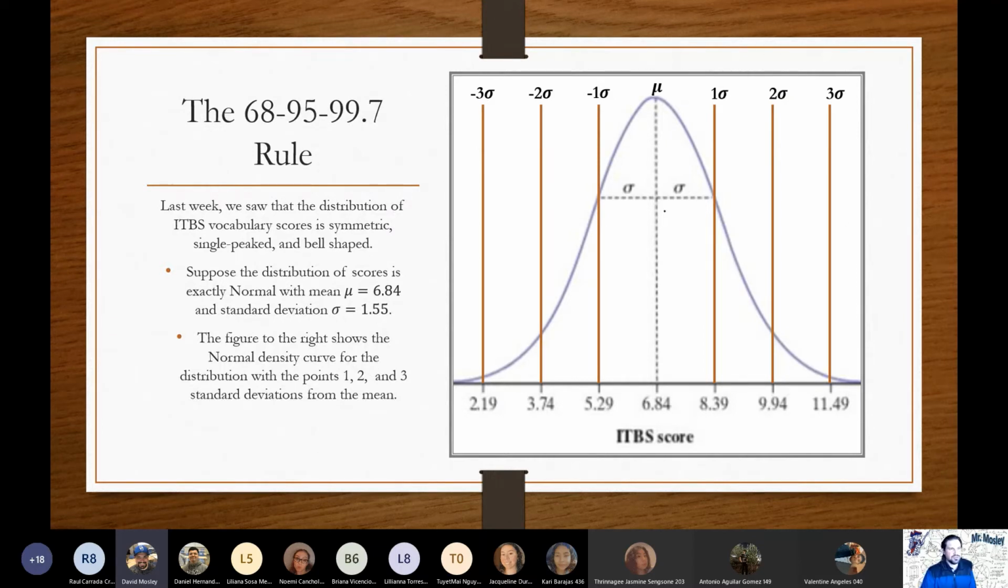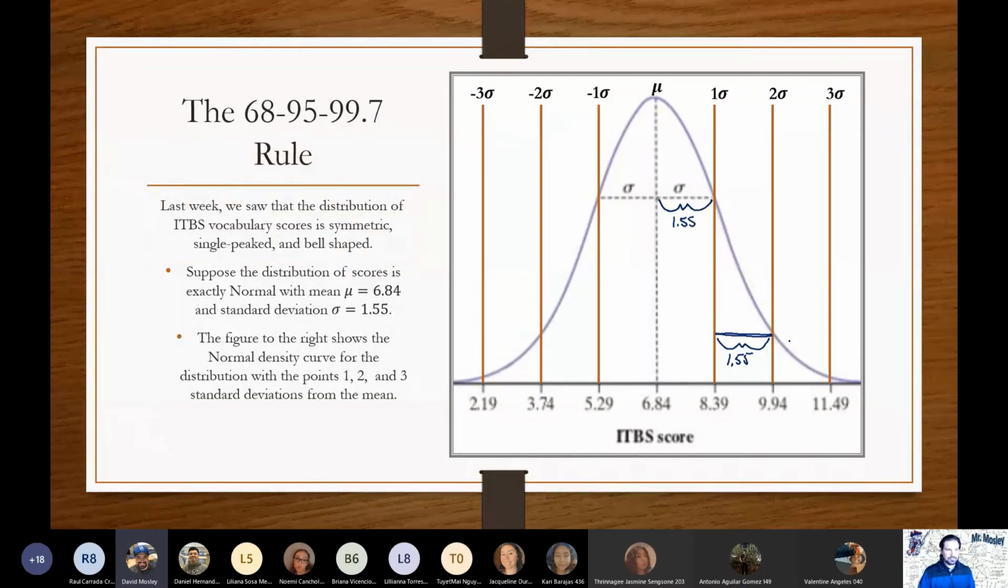Anything else to point out? If we look at the size of this, this would be 1.55. It's the same here, from here to here. It's representing the same amount of units. So the width between each of these standard deviations has to be the same.